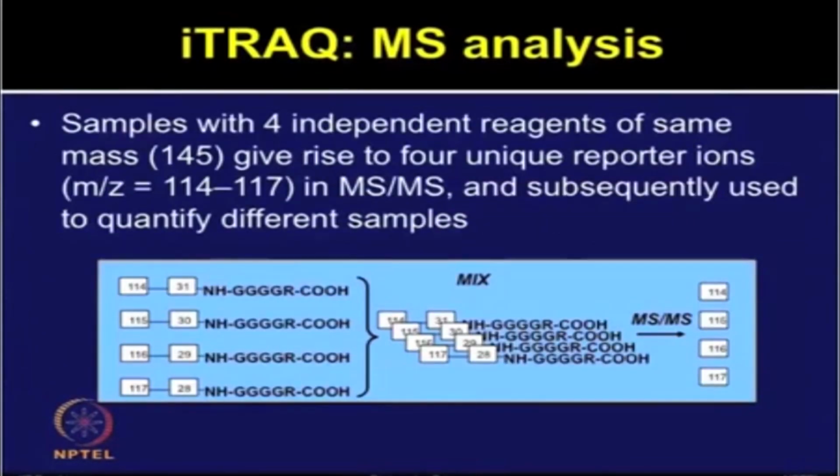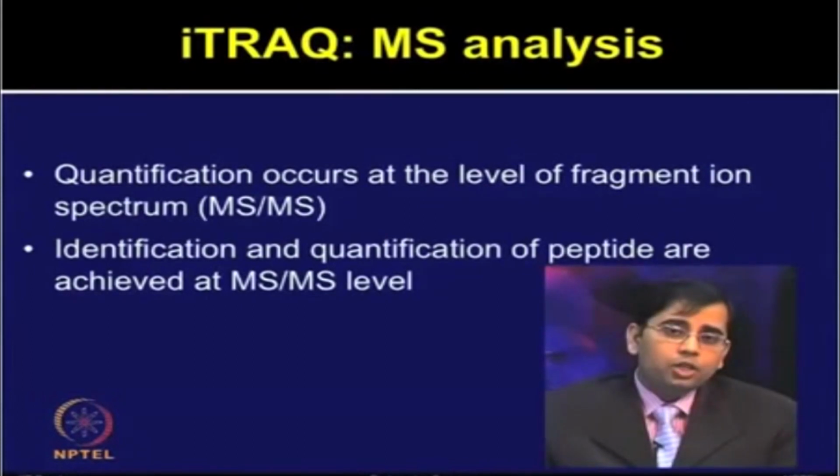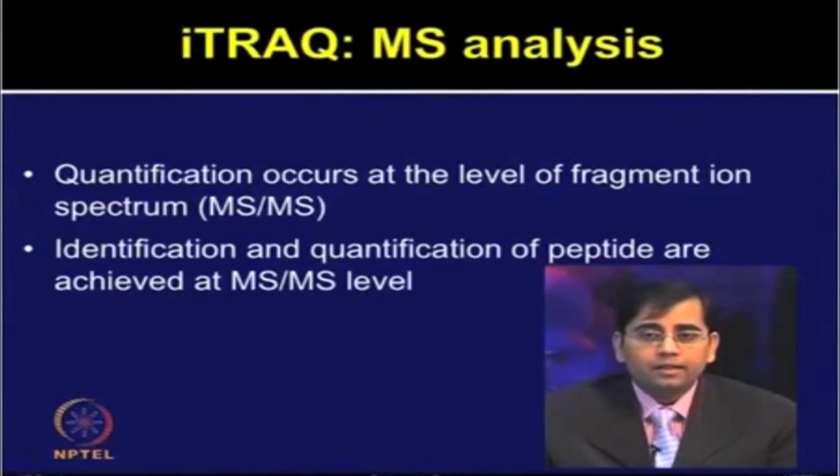4 independent reagents of the same mass 145 can give rise to 4 unique reporter ions, m/z 114 to 117, in MS-MS analysis, and subsequently these reporter ions can be used for quantification of different samples. So, in iTRAQ the quantitation occurs at the level of the fragment ion spectrum at the MS-MS level. Peptides with identical sequence but derivatized with different isobaric reagents are indistinguishable in the MS spectra alone. That is why only during the MS-MS phase can the quantitation happen.